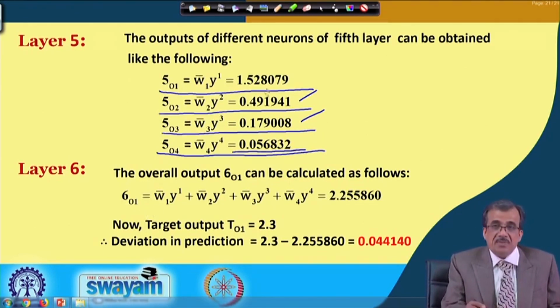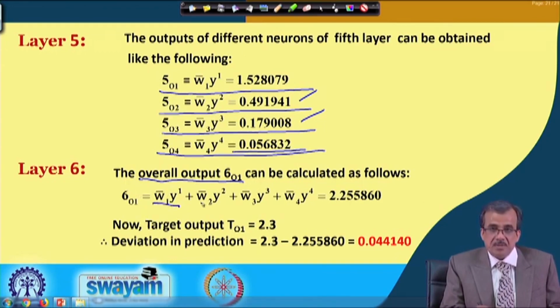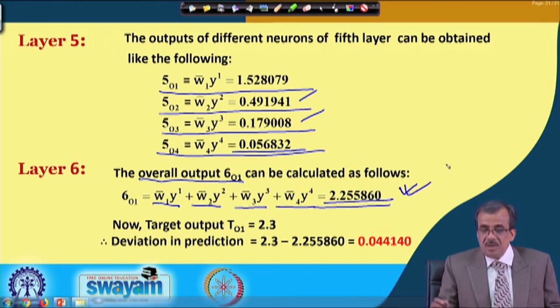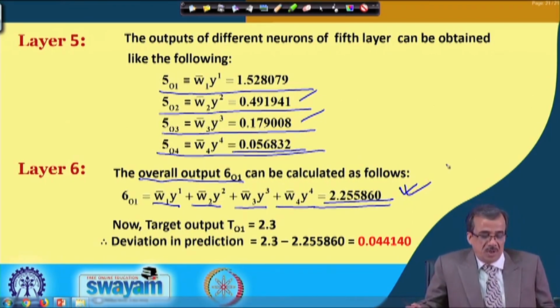And once you have got the outputs of the fifth layer, now in the sixth layer what we do is we sum them up just to find out the overall output, that is your 601. So, 601 is nothing but W1 bar Y1 plus W2 bar Y2 plus W3 bar Y3 plus W4 bar Y4, and if you substitute the numerical values, you will be getting 2.255860, and this is nothing but the final calculated output for the set of inputs.